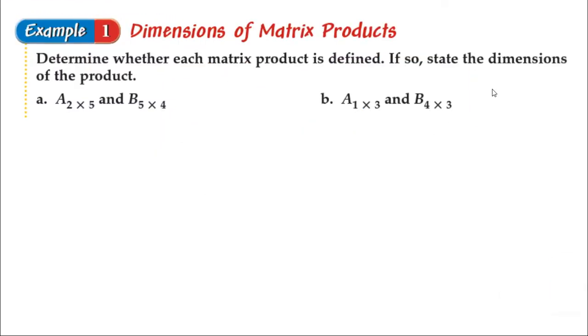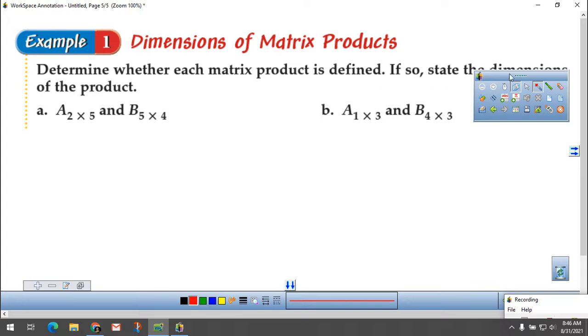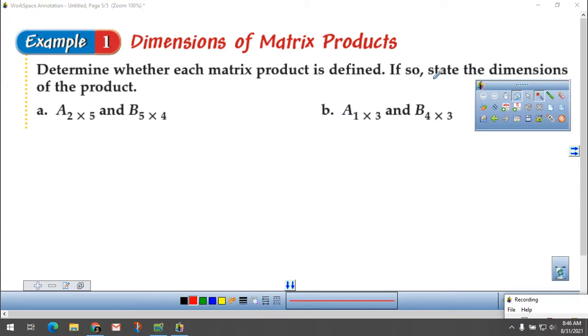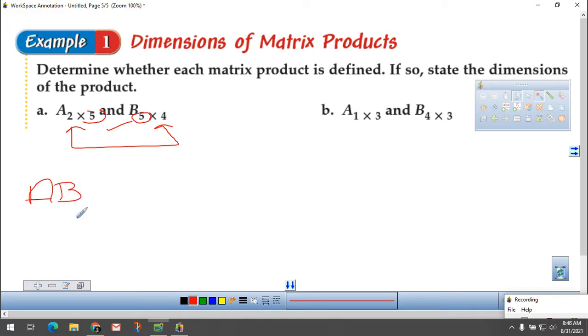So for this example, it says determine whether each matrix product is defined. If so, state the dimensions of the product. So what if you had matrix A, which is a 2 by 5 matrix, with matrix B, which is a 5 by 4? Again, make sure the two inner numbers match. If they do, your product is going to be the outer numbers. So in other words, the product of AB would be dimensions 2 by 4.